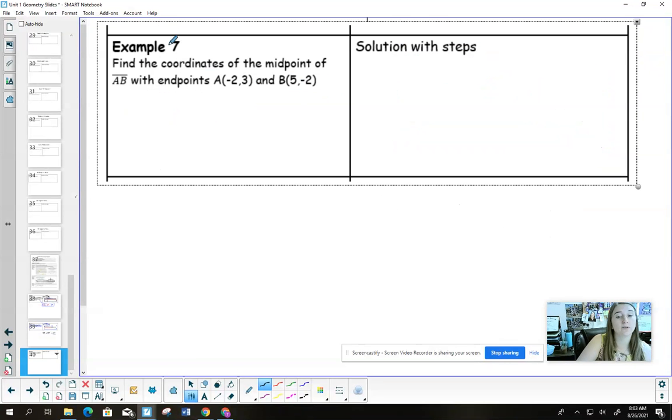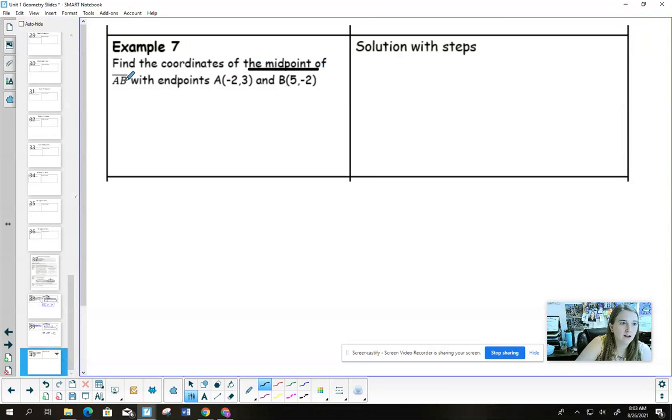We are skipping to example 7 now. So look in your notes, find example 7. The reason why we're skipping here is because segment addition is going to get a bit more confusing. We're going to add in some algebraic concepts. But this is just a formula. So it says find the coordinates of the midpoint of A, B with these endpoints.